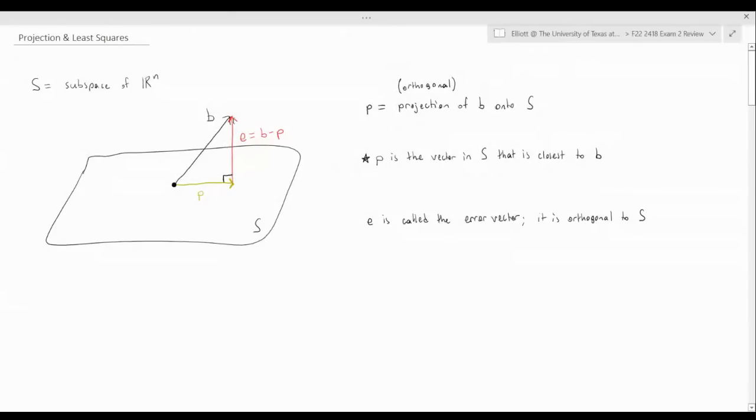Now this vector here that I've drawn in red, in your textbook, I think they denote it with E and they call it the error vector. But this error vector is really just B minus its projection P, okay? Because that's the difference between the two vectors there. And the error vector is orthogonal to the space S, okay? So that's kind of the general picture of what projection looks like, what you're actually doing.